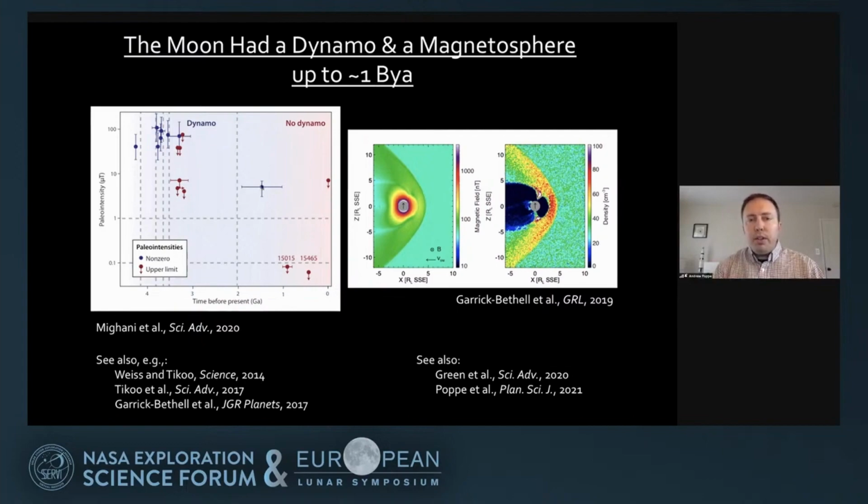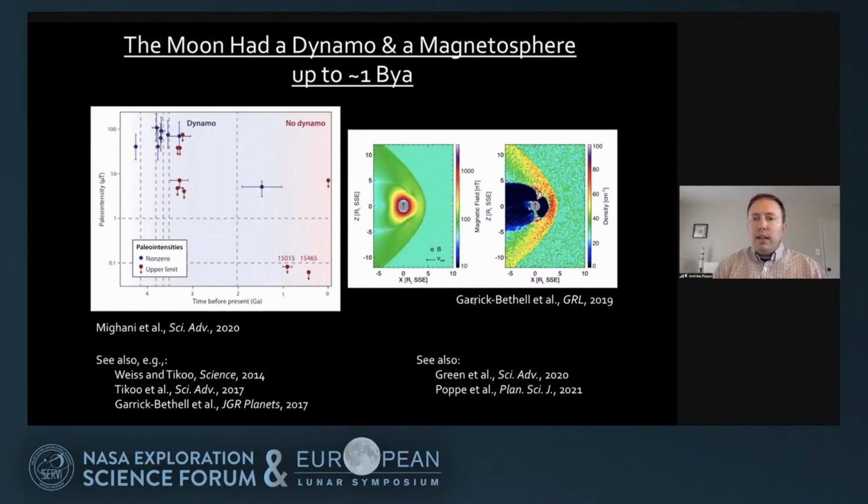Somewhere around 3 billion years ago, this dropped to a more moderate level, about 5 microtesla, that apparently lasted for almost half the moon's lifetime, from about 3.5 maybe up to 1 billion years ago. And then finally, after about 1 billion years ago, the dynamo completely shut off. But the implication of this is that for most of the moon's lifetime, it had a dynamo, and by extension, it must have had a paleo-magnetosphere.